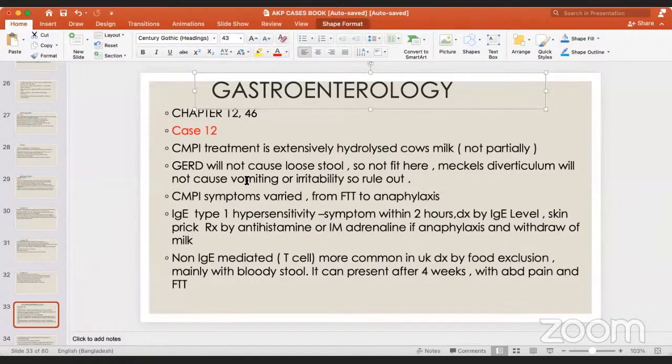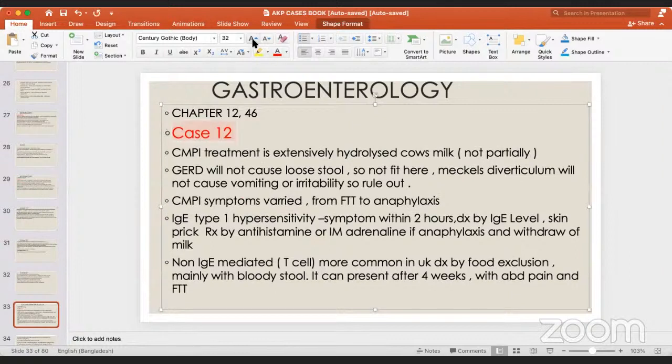So this is a 3-month-old. You can see your book, case number 12. This is a 3-month-old presented with a history of irritability, vomiting, and diarrhea. And there was blood staining. Now tell me, cow's milk protein allergy, how many types? We discussed many times in our class. 2 types, very good. IgE mediated and non-IgE mediated.